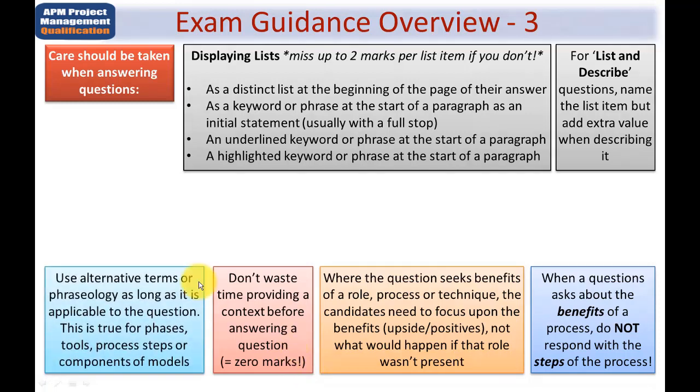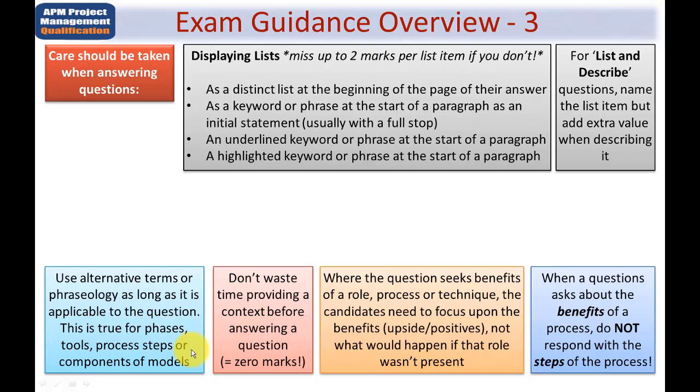You can use alternate terms or phraseology as long as it is applicable to the question. This is true, for example, when you're naming a project phase, particular tools or process steps or components of modules. Because I've spent many years teaching Prince 2, when it comes to answering a risk question, I would use the terms that Prince 2 uses, but making it clear exactly to the examiner in what sequence and what the purpose of each step is.